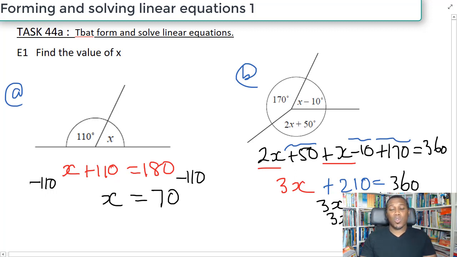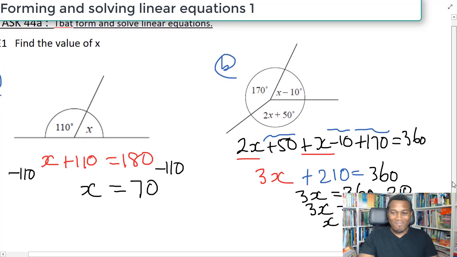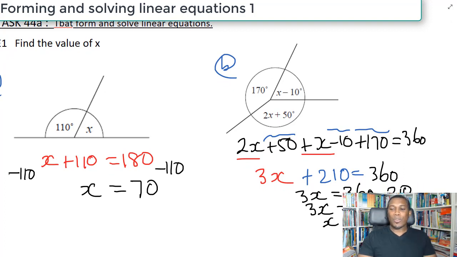So the answer to this question, oh, it's in the corner there, wasn't I? Let's just bring it up a little bit. Hopefully you can see that clearly. And the answer is that x is 50 degrees.